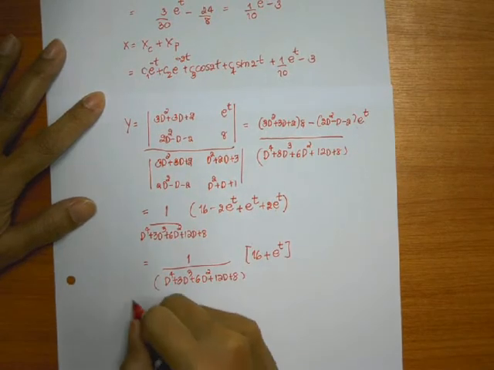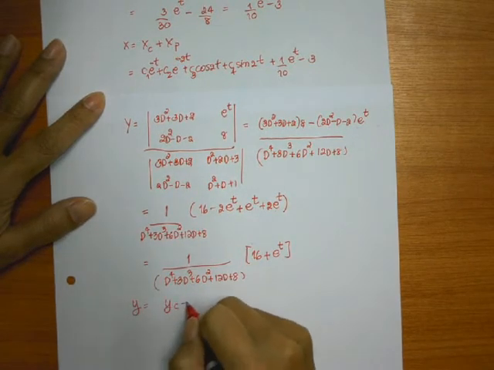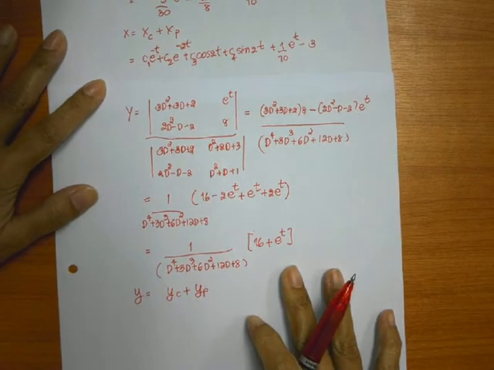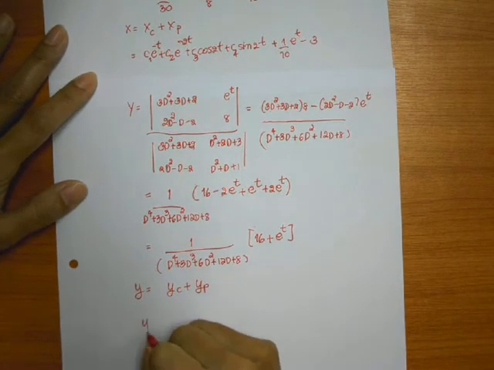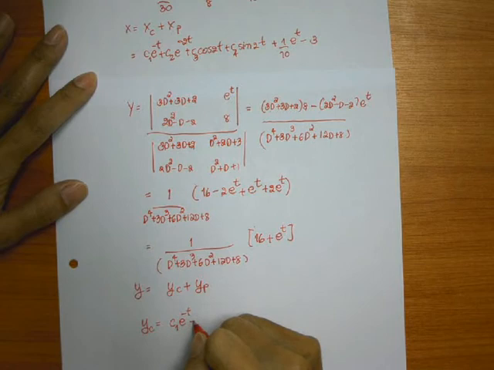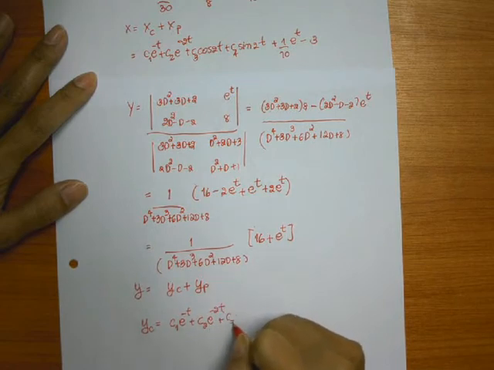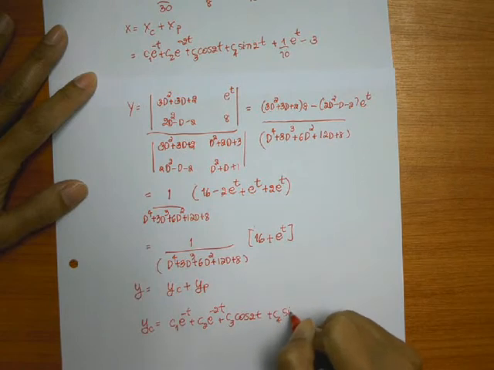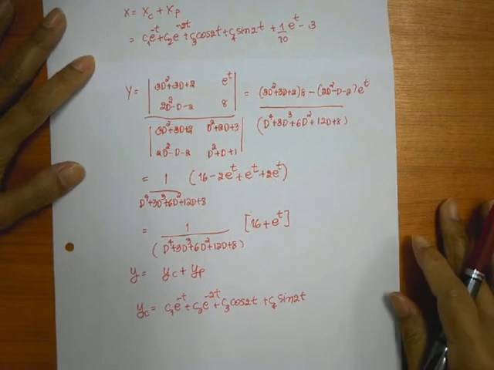Again, y is equal to yc plus yp. You know xc. The terms are exactly the same. So now you know that your yc is just equal to xc, which is c1 times, right? Because it's exactly the same function.